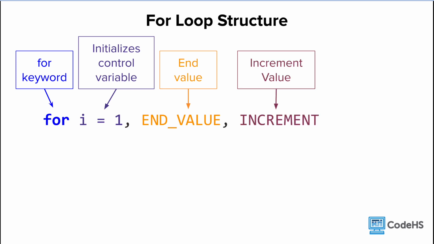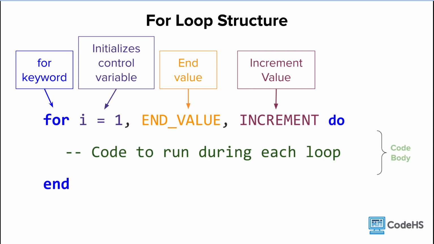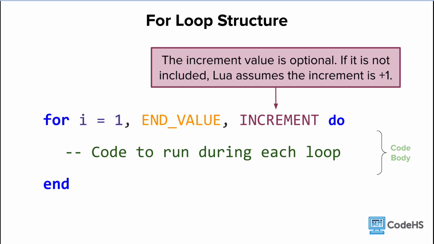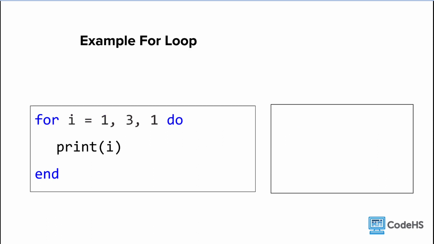Lastly, we add the increment. This tells the for loop the value to increase our control variable I by. We add the do and the end keywords. And inside, we add the code that we want to run during each loop. In Lua, the increment value is optional. If it's not included, then Lua just assumes the increment is +1.